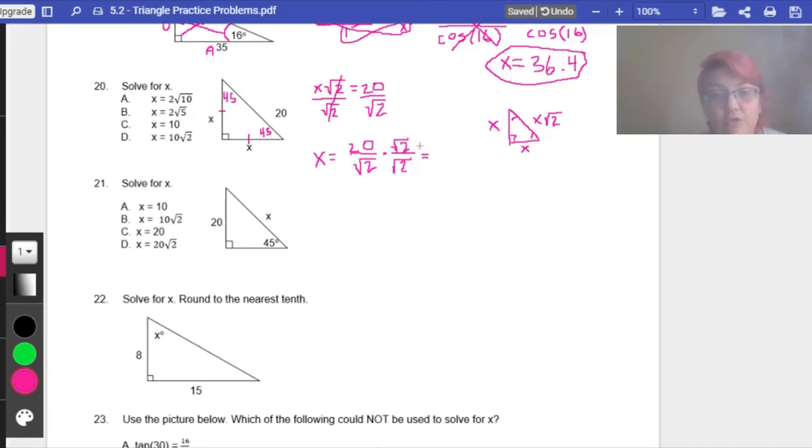So now I have 20 times the square root of 2 over, multiplying by itself crosses out the square root and just leaves 2 behind. All right, now that's not one of my answers, but that's because 20 can divide by 2. 20 divided by 2 is 10. So my overall answer is 10 times the square root of 2, which you will see is option D.